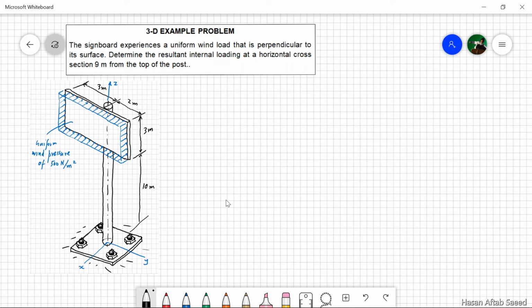Now let us take a 3D example. The signboard is facing a uniform wind load perpendicular to its surface. Intensity is 500 newton per square meter. We are required to determine the resultant internal loading at a horizontal cross section. It will be a section 9 meters from the top. Will be this section. Here, horizontal has been specified, so we'll take that. But like in the last example, even if nothing was specified, we would have done the same.